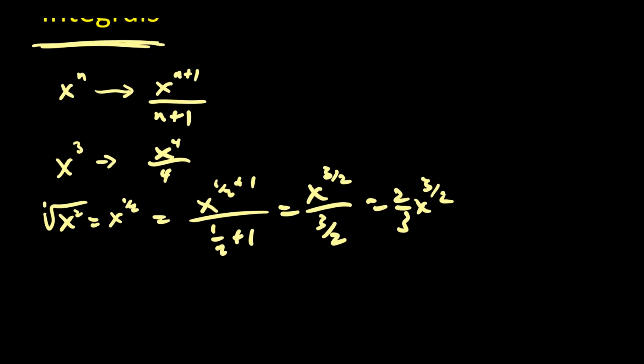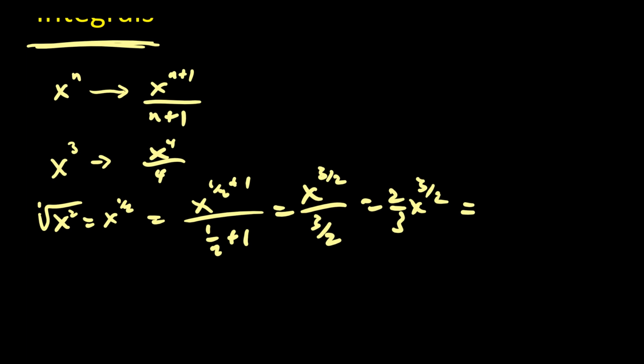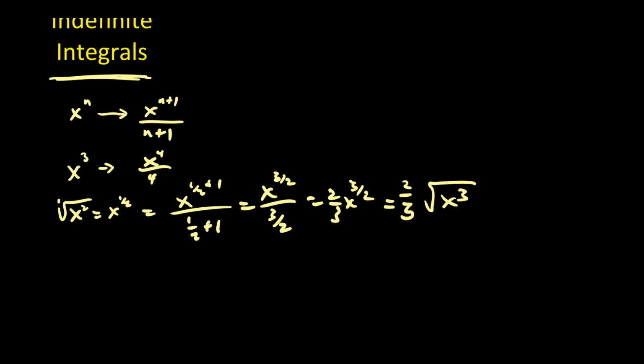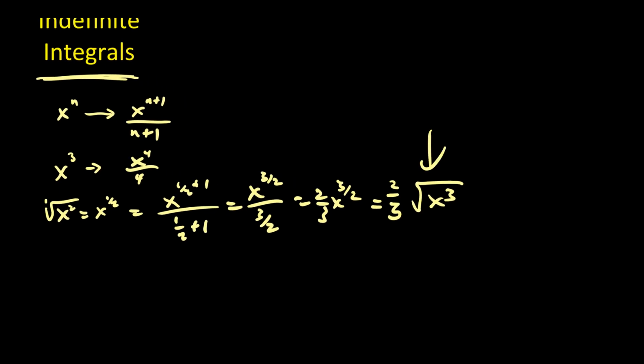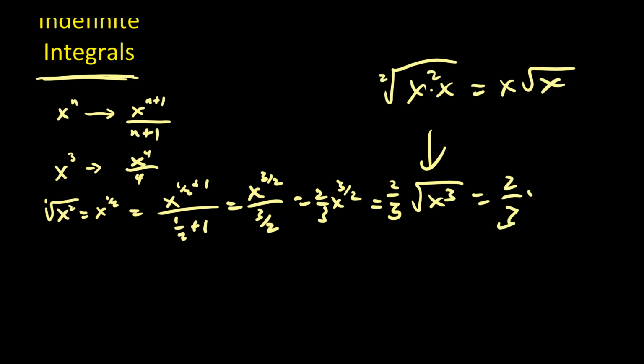And then you'd want to simplify this as 2/3 out front times the square root of x to the 3rd. And x to the 3rd is also known as x squared times x, and in the square root, that little x squared can come out as just an x. So this would be 2/3 x times the square root of x.